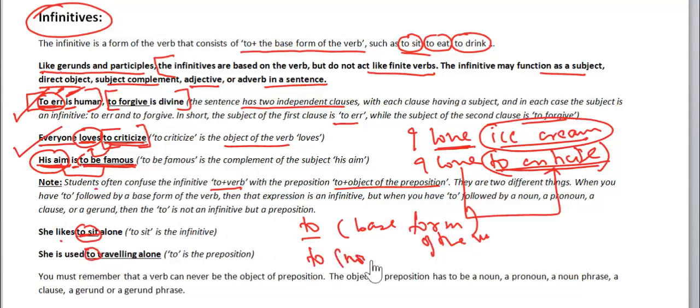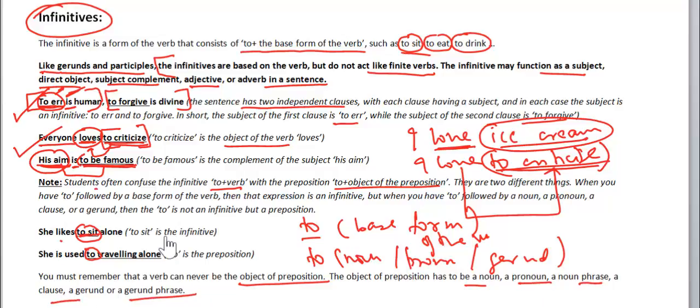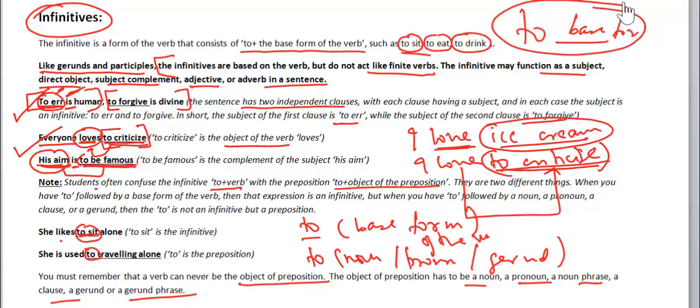If after to you have a noun or a pronoun or a gerund, or a gerund phrase, then it's basically a preposition, right? You must remember that the verb can never be the object of the preposition. The object of a preposition has to be a noun, a pronoun, a noun phrase, a clause, or a gerund phrase. Fine, so let's not worry about that right now. You must understand that to sit, to plus the base form of the verb, is nothing but the infinitive. It is different from the verb. That is what you must keep in mind. This to plus base form of the verb, which is nothing but the infinitive, can act like the subject of a sentence. It can be the object of the verb. It can be the subject complement, right?